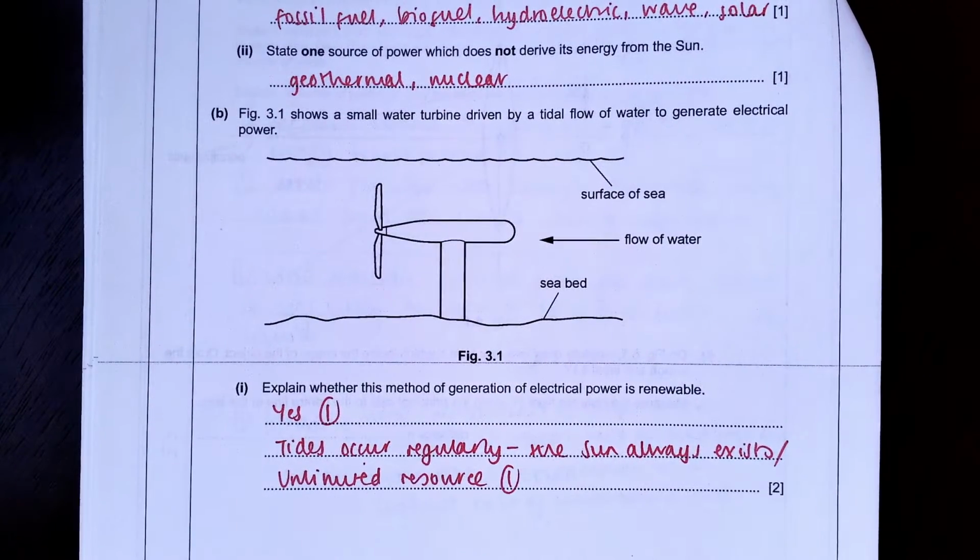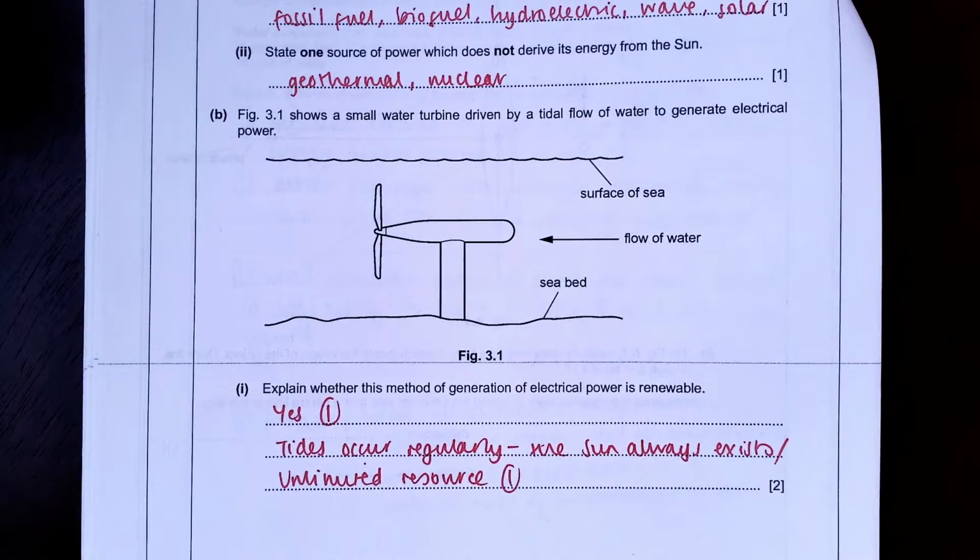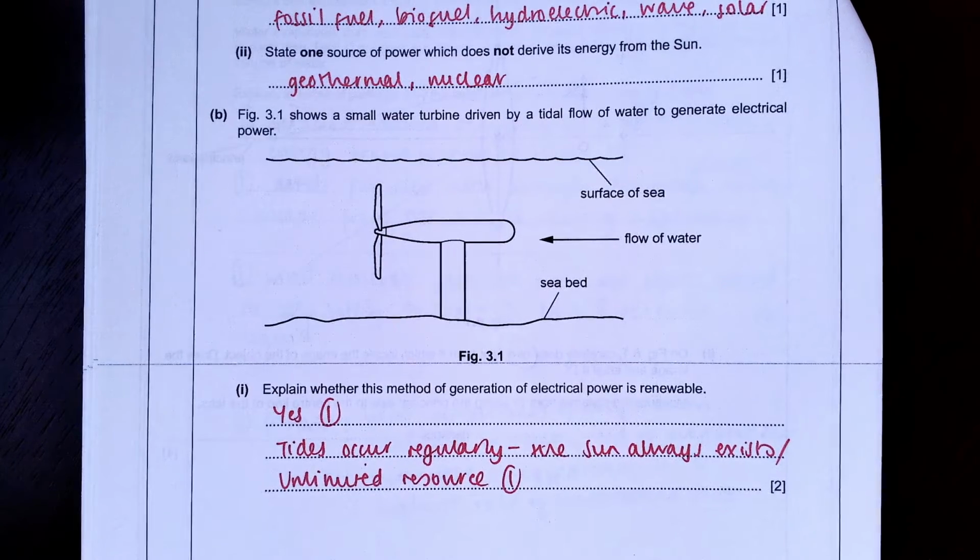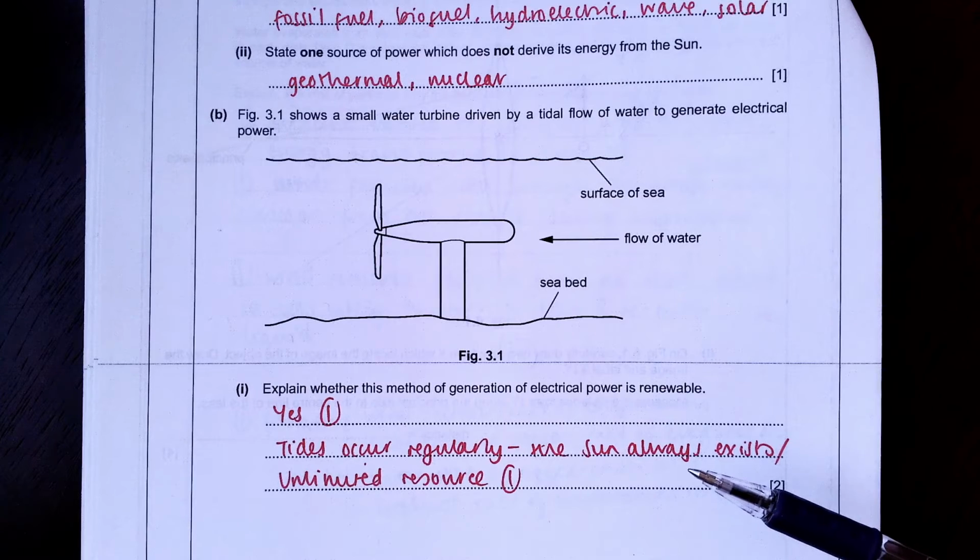So in B, figure 3.1 shows a small water turbine driven by a tidal flow of water to generate electrical power. Explain whether this method of generation of electrical power is renewable. Loads of you lost a mark because you didn't say yes or no. You went straight to the explanation. So whether or not it is, you have to say yes or no. So 1 mark for yes, and then saying that, well, tides will always occur. The sun is always going to exist, so this is an unlimited resource for your 2nd mark there.